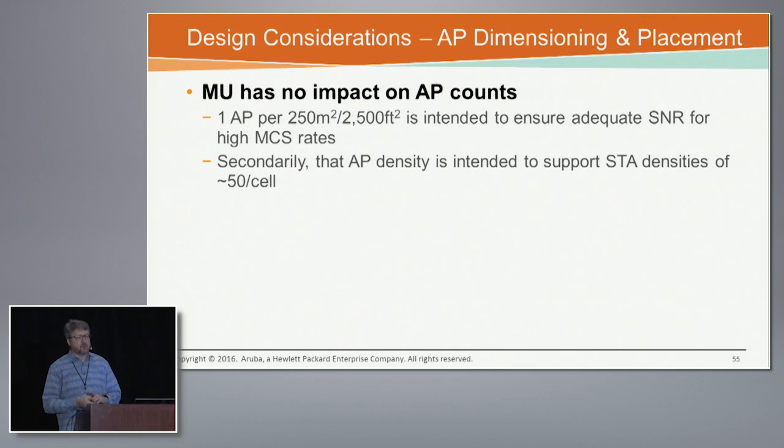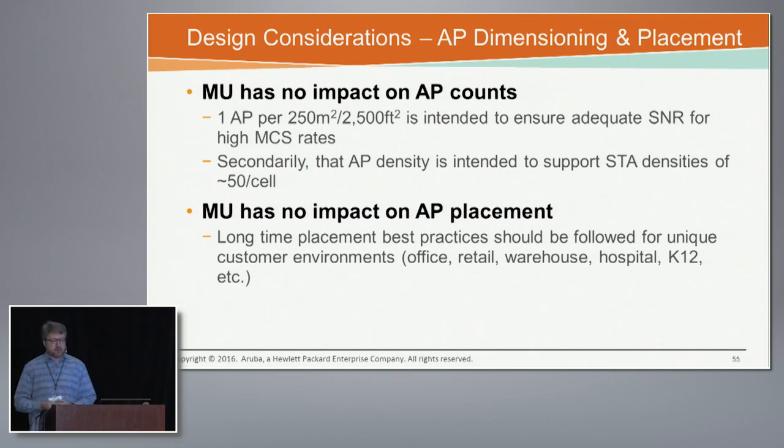But as you're working on designs for whatever context, I would tell you today that I don't think MU really affects the AP counts, the same rules that we've been using for a while now, the 1 AP for every 250 square meters or 2,500 square feet. I think that's still about right. In general, you can go a little denser than that if you're trying to bump up the rate. But basically, whatever methodology you're using, I would tell you probably don't need to change it, as long as you're at least that dense.